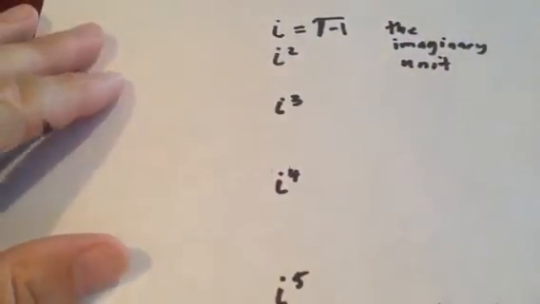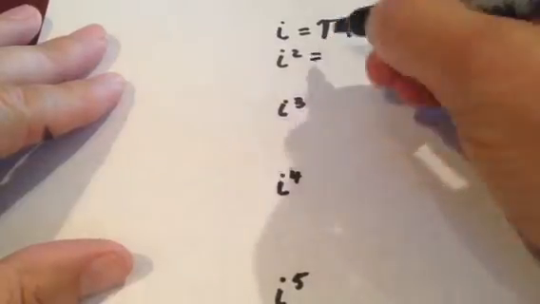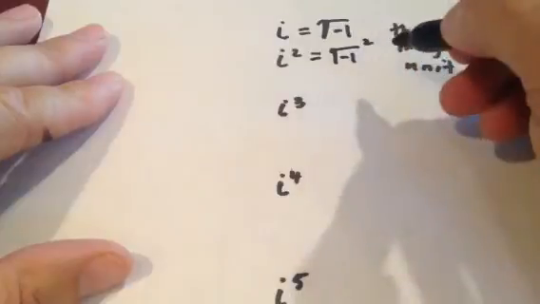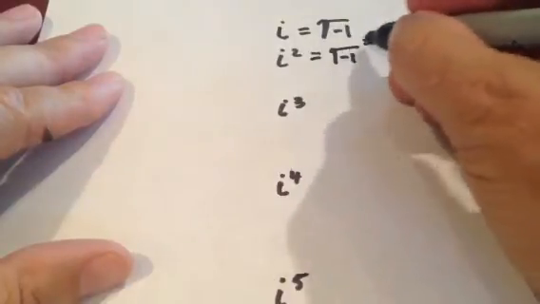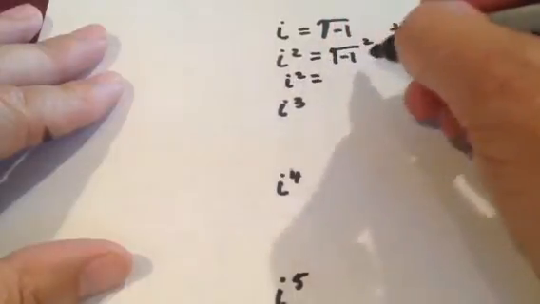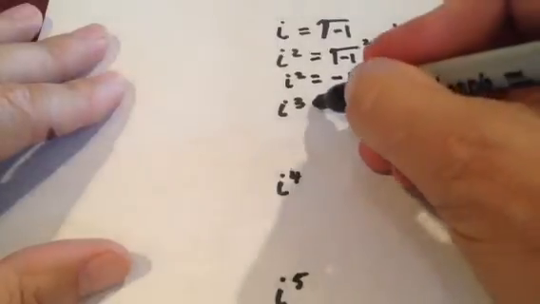The imaginary unit is the square root of negative 1. So if we square it, that is the square root of negative 1 squared. These two are inverse operations, so they cancel each other out. That means i squared is actually just equal to negative 1. Okay, that seems a little weird, but it works.